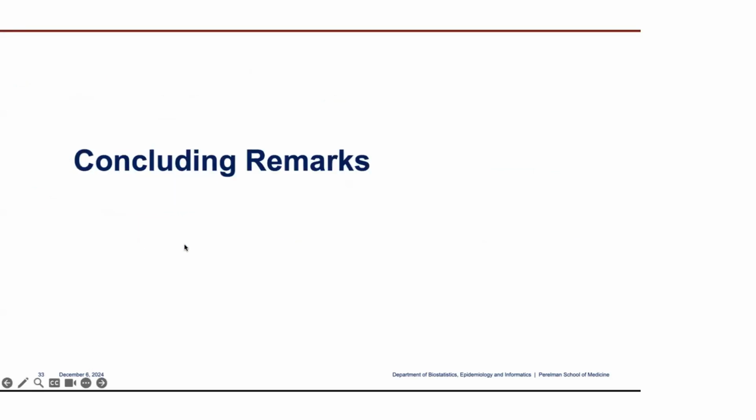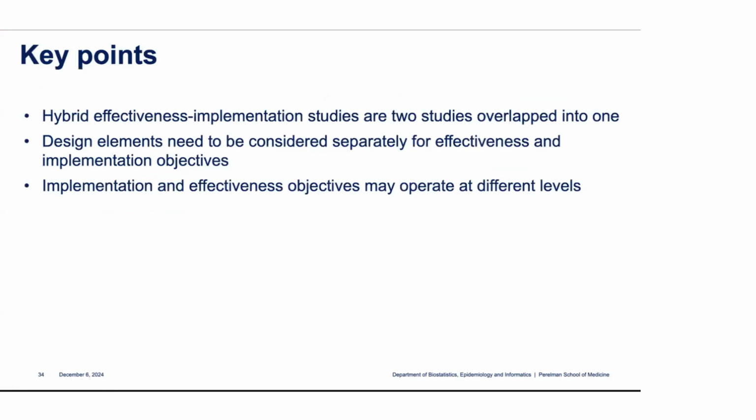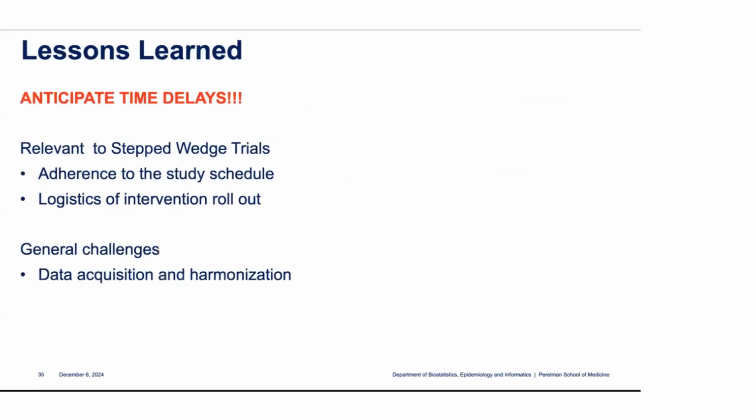So, some concluding remarks. Hybrid effectiveness implementation studies are kind of two studies overlapped into one, and the design elements need to be considered separately for these two objectives. And these implementation and effectiveness objectives may operate at different levels that require us to think about sample size a little bit differently. And then some challenges that we've experienced and some lessons learned.